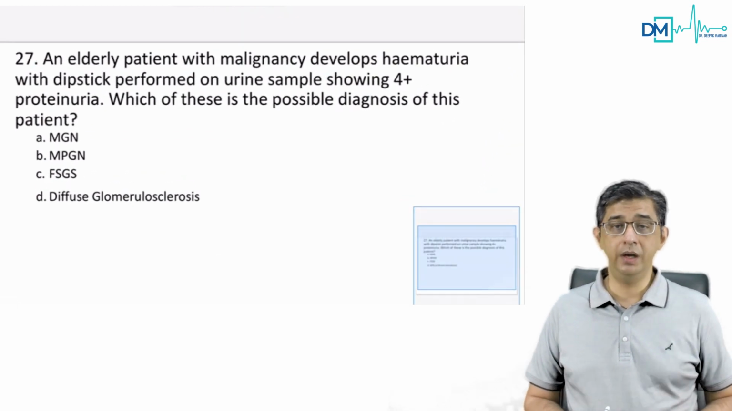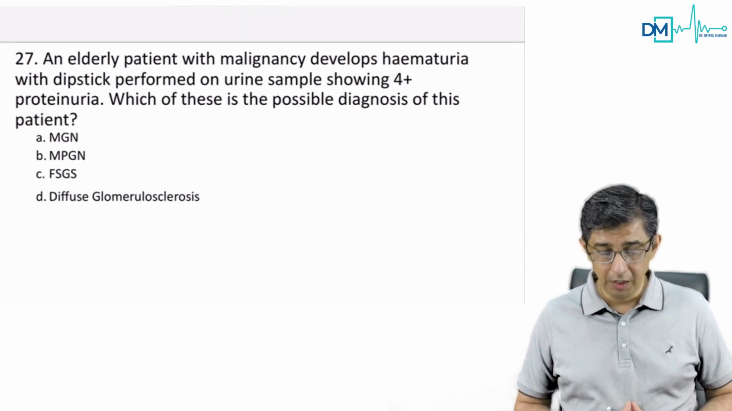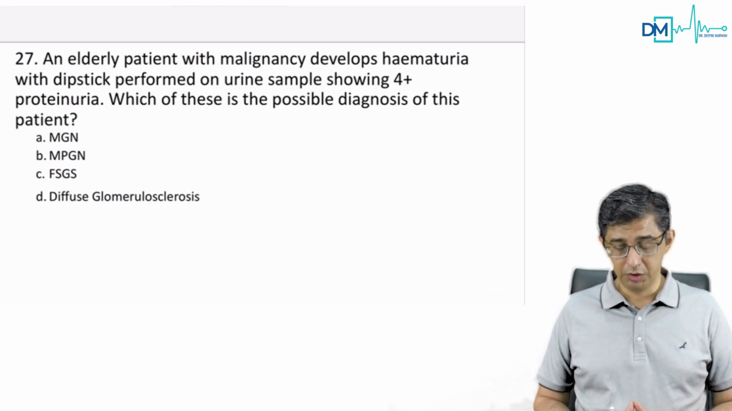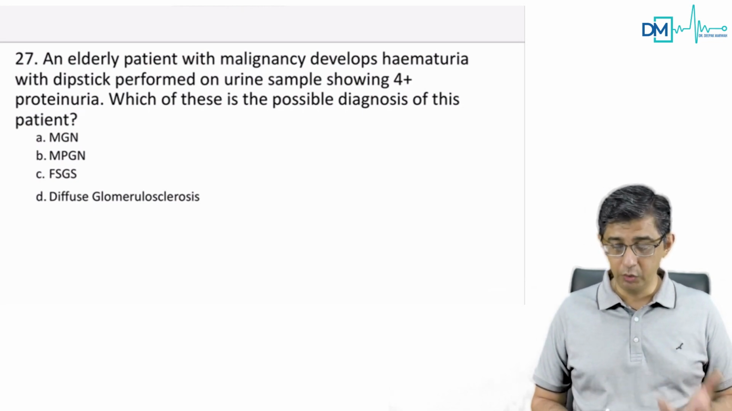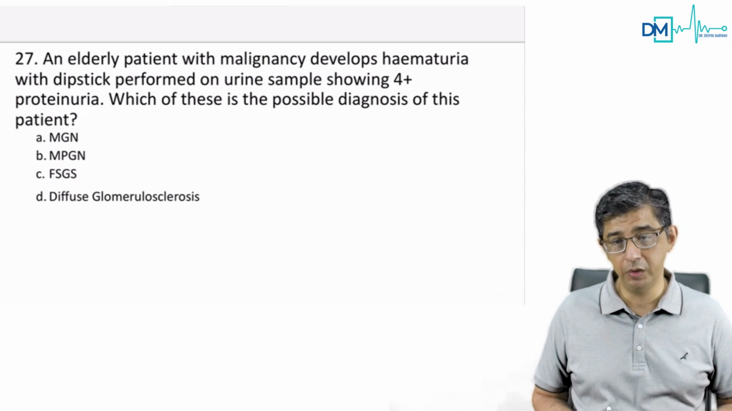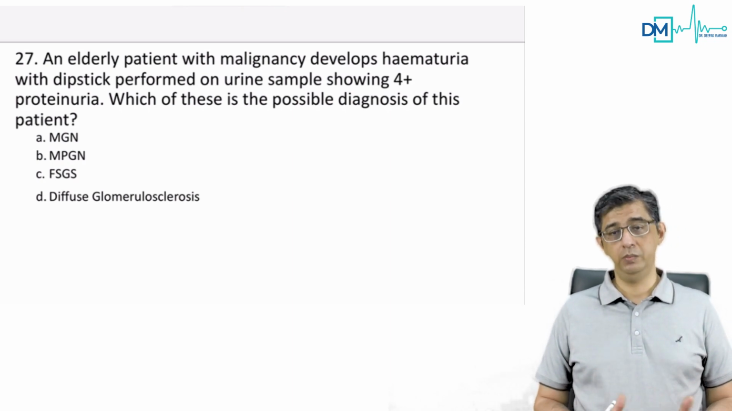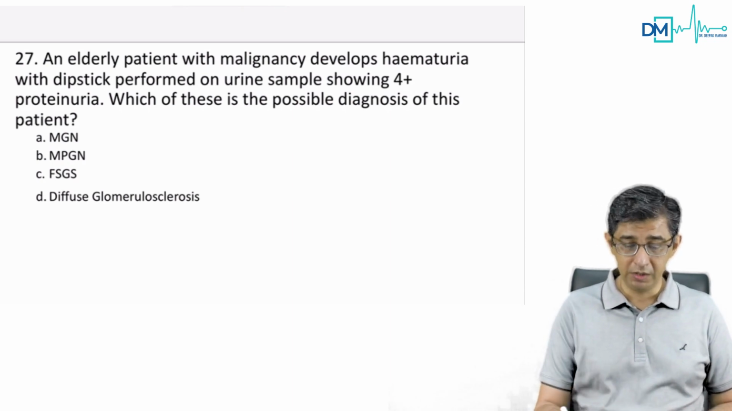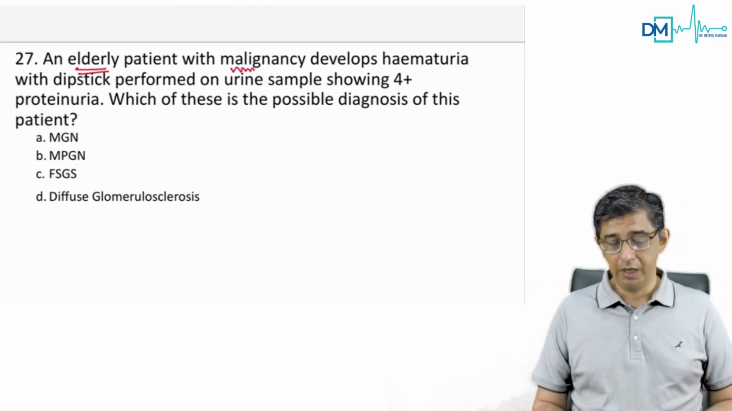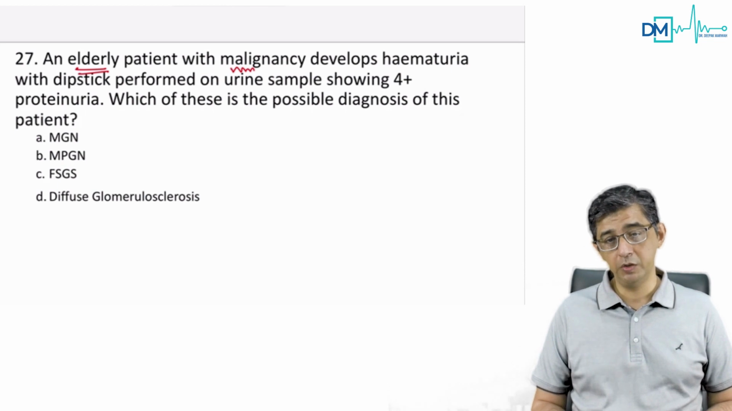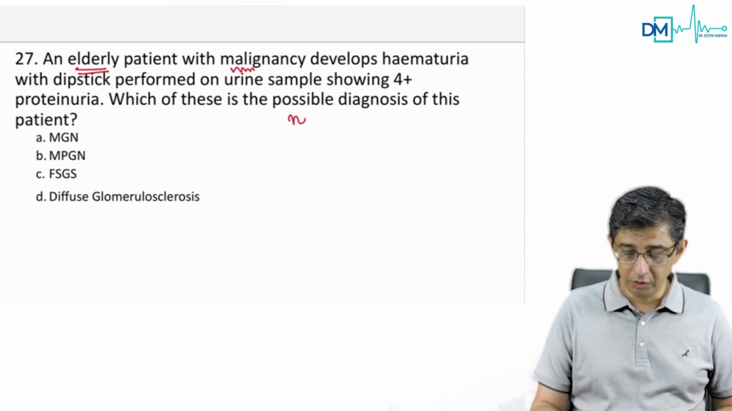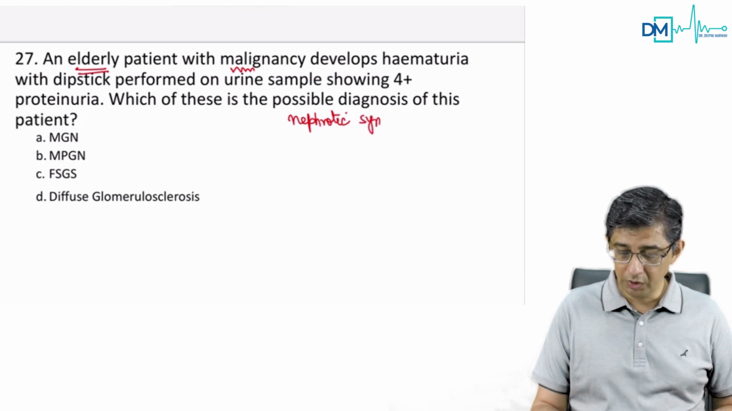Moving to the next one, our elderly patient with malignancy has developed hematuria on dipstick, and the urine sample is showing 4 plus proteinuria. Which of the following is a possible diagnosis of the patient? The bottom line is it's an elderly patient, there is a definitive malignancy, and there are features of nephrotic range proteinuria. So let's join the dots together. An old man with nephrotic syndrome, and a known case of malignancy also.